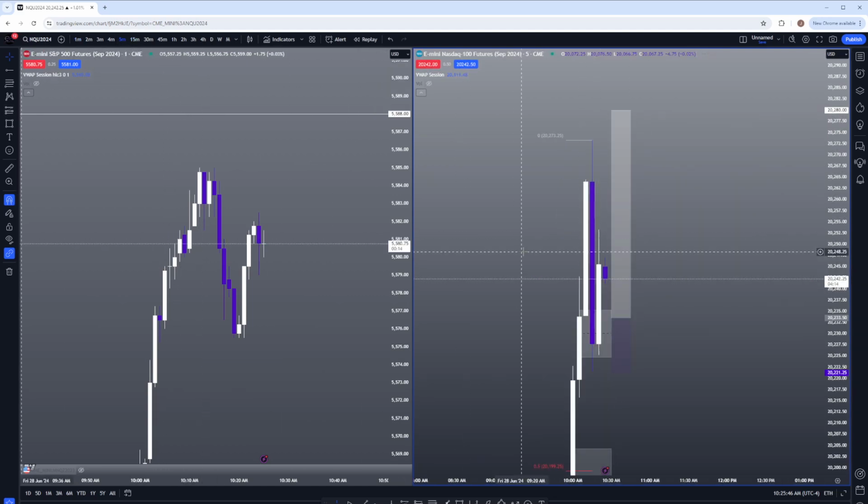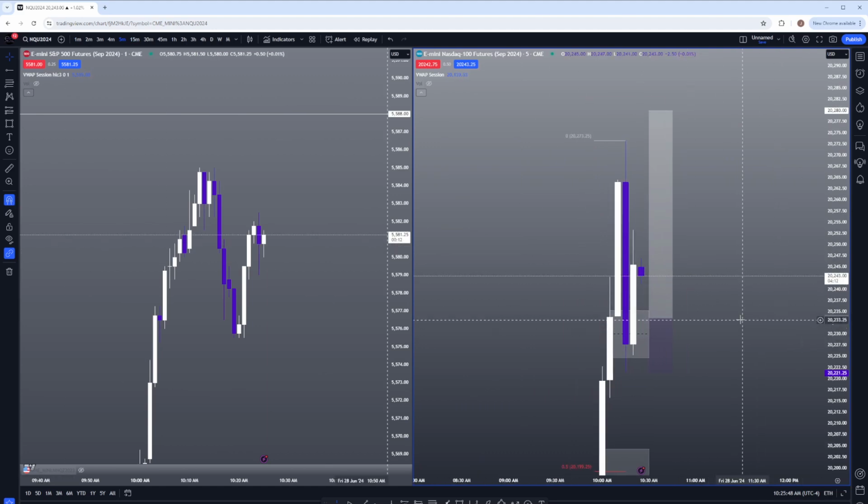Okay, so 5-minute candle closed. Bullish candle, but not a lot of follow through.